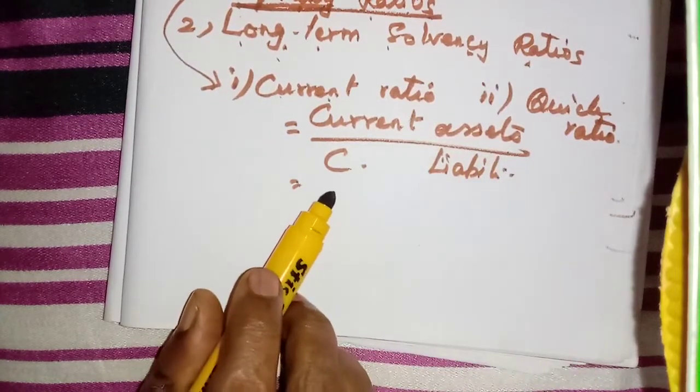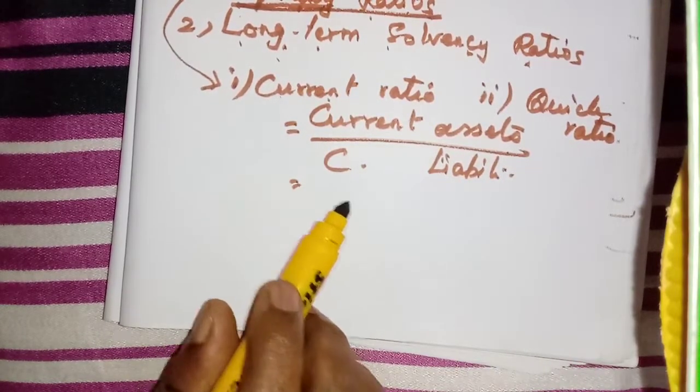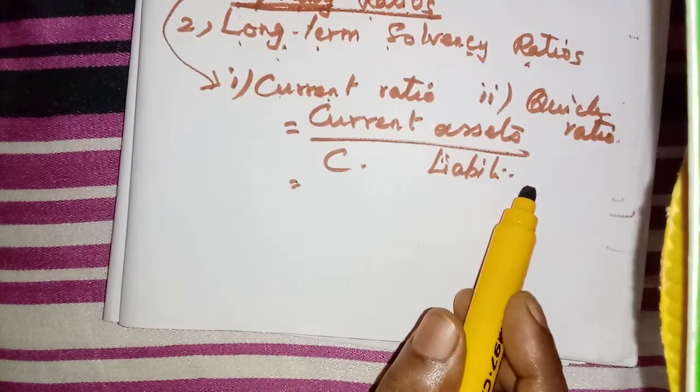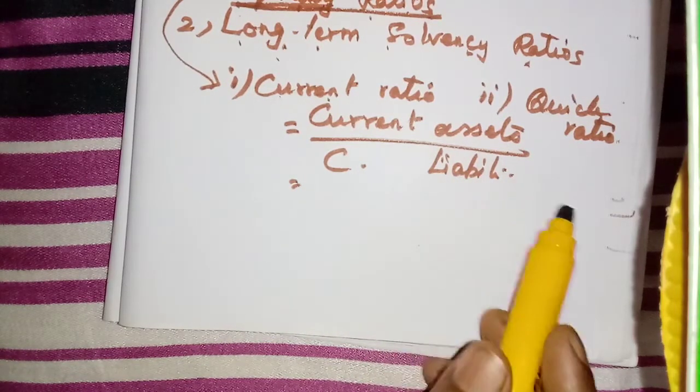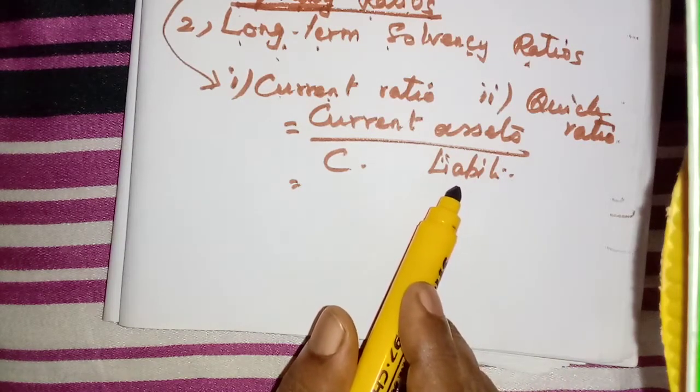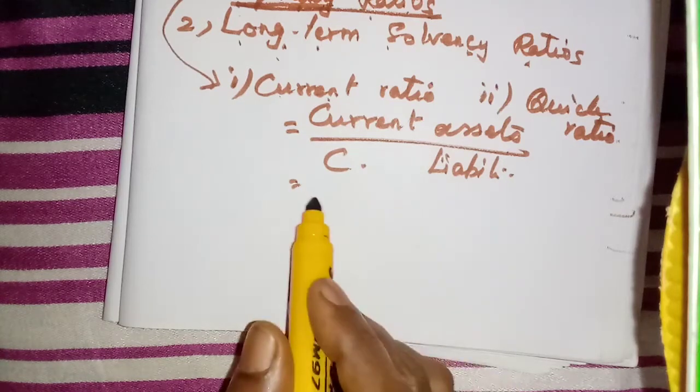What are the current liabilities? Those which are repayable within 1 year, within a short period of time, or within the operating cycle. Operating cycle means within a short period, 1 year.